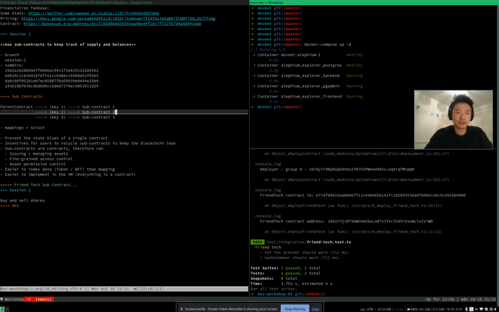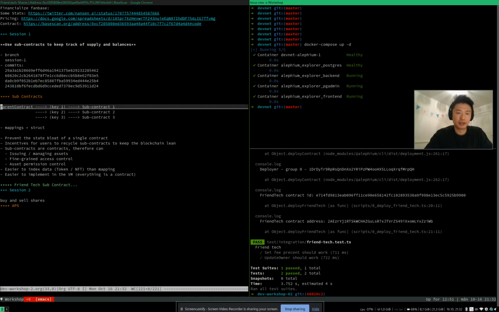Also, because the subcontract is just a contract, you can actually use it to issue tokens, issue assets, and manage assets. For all the fields in this contract, you can have fine-grained access control, and for the assets managed by this contract, you can have permission control as well. So it offers a lot more than just mapping plus struct.